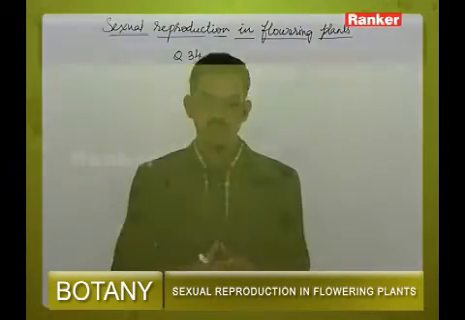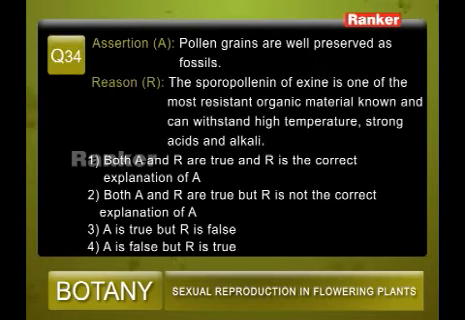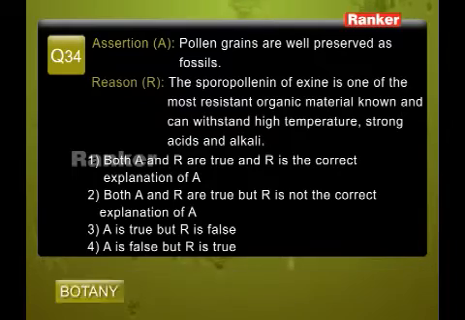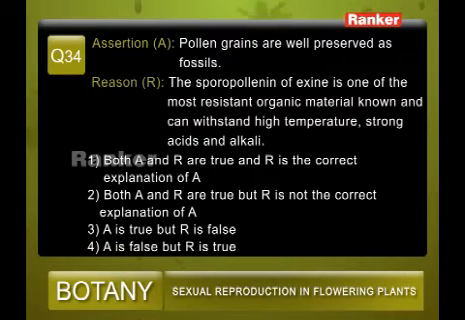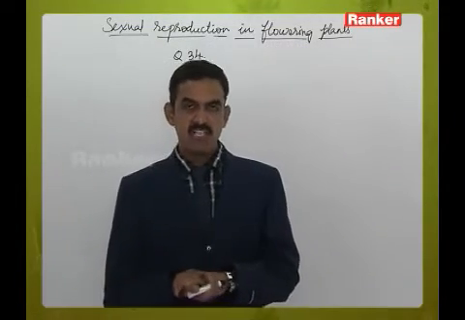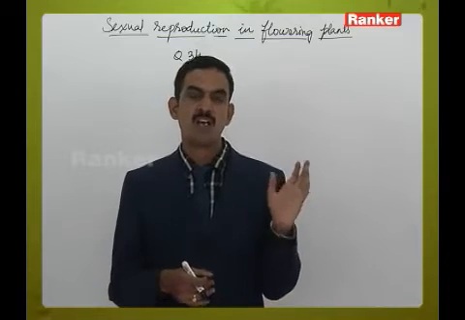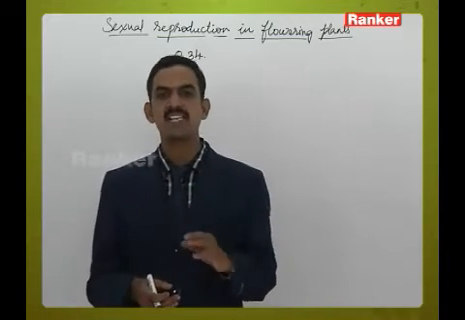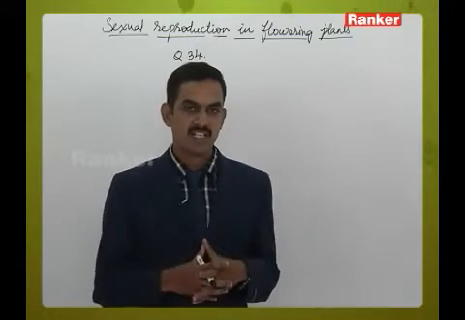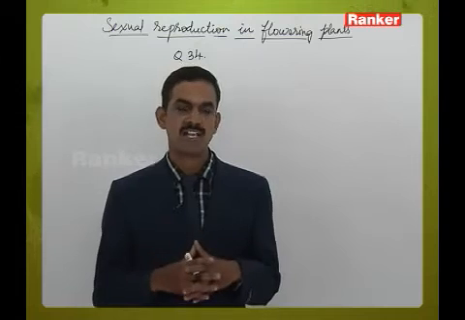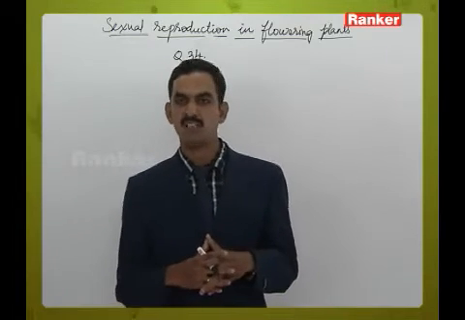Question number 34, assertion: pollen grains are well preserved as fossils. Reason: the sporopollenin of exine is one of the most resistant organic materials known and can withstand high temperature, strong acids and alkali. As we know, the pollen grain is the first cell of the male gametophyte, which is haploid in nature. A pollen grain contains 2 layers, the exine, the outer one, and the intine, the inner one.